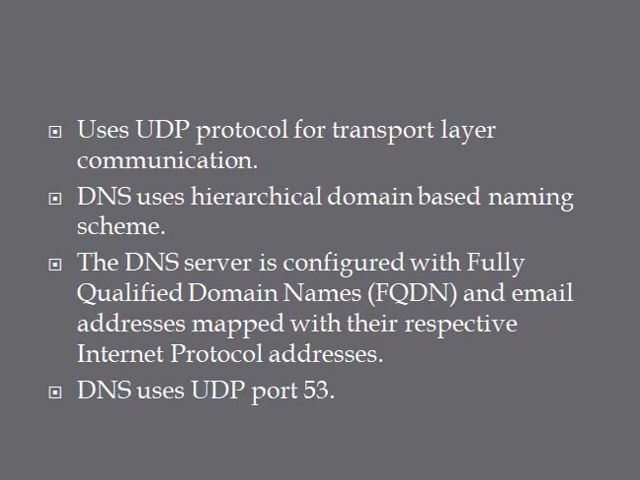It uses the UDP protocol for transport layer communication. DNS uses a hierarchical domain-based naming scheme. The domain server is configured with fully qualified domain names, that is FQDN, and email addresses mapped with their respective internet protocol addresses. A DNS server is requested with an FQDN and it responds back with the IP address mapped with it. DNS uses UDP port number 53.